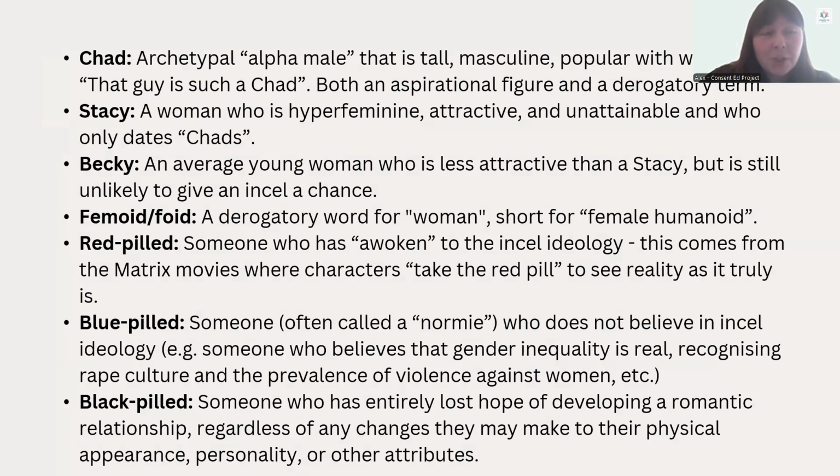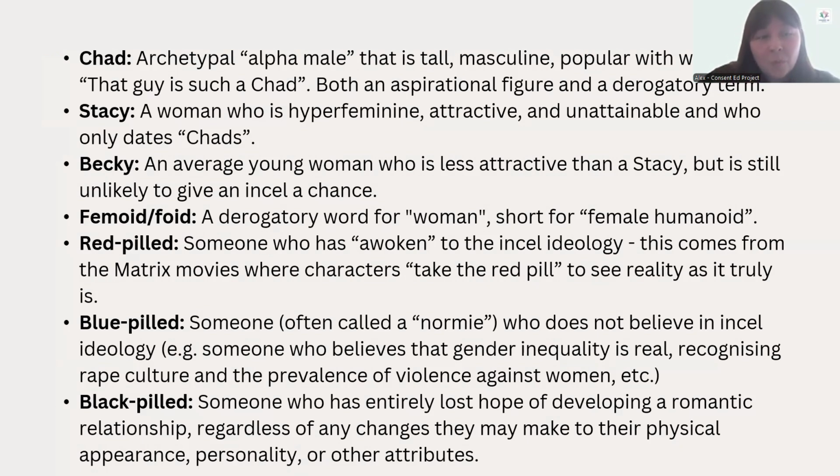So a couple more. A Chad is an archetypal alpha male that is tall, masculine, popular with women. And you might use it in a way of like, oh, that guy's such a Chad. So he's both an aspirational figure and also a derogatory term because you want to be the Chad, you want to be the super macho guy who's got loads of girls going after him, but also it's derogatory in that he doesn't understand the incel struggle and he's just some basic guy. So it's two sides of the one coin.